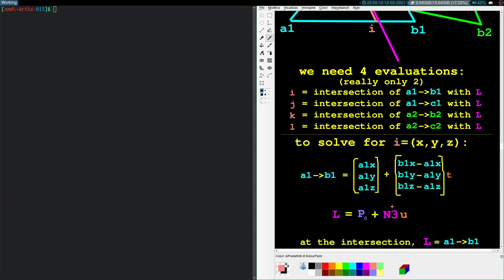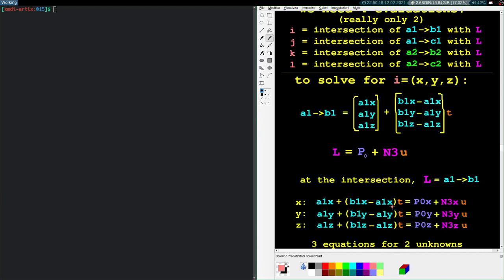So to solve for I, again, it's very simple. So we have a couple things. You have to have the equation of A1, B1. So you can parametrize this vector equation like this. So this is the A1 coordinates in X, Y, and Z. And this is the vector from A1 to B1 times parameter t. And this is the equation we have for line L. So we have P0, we have N3, and u is the parameter. So at the intersection, obviously, L equals A1, B1. Those two equal each other.